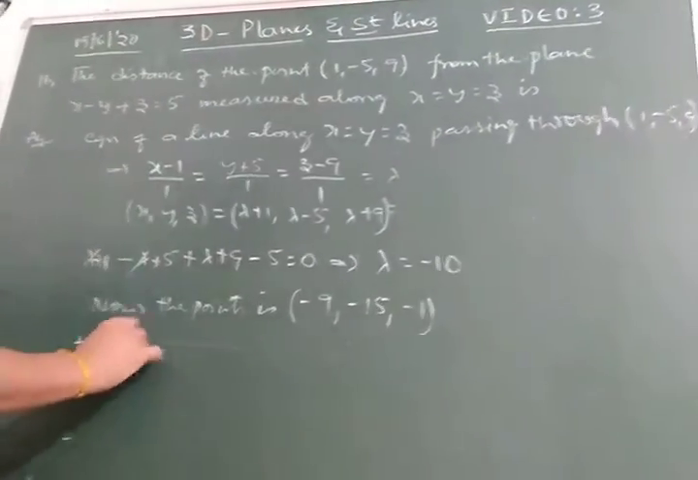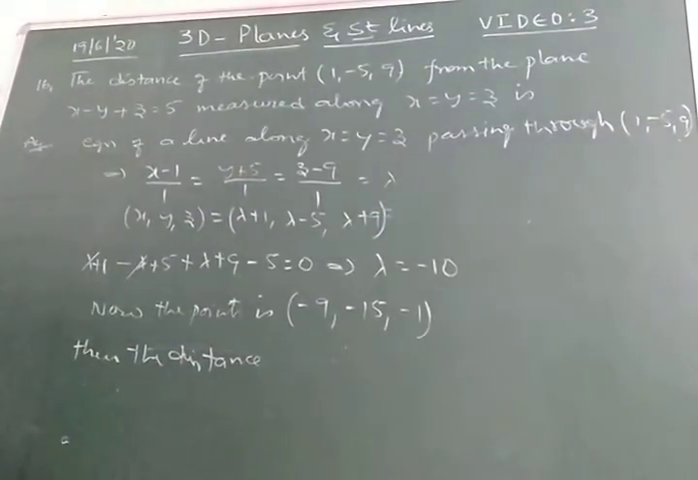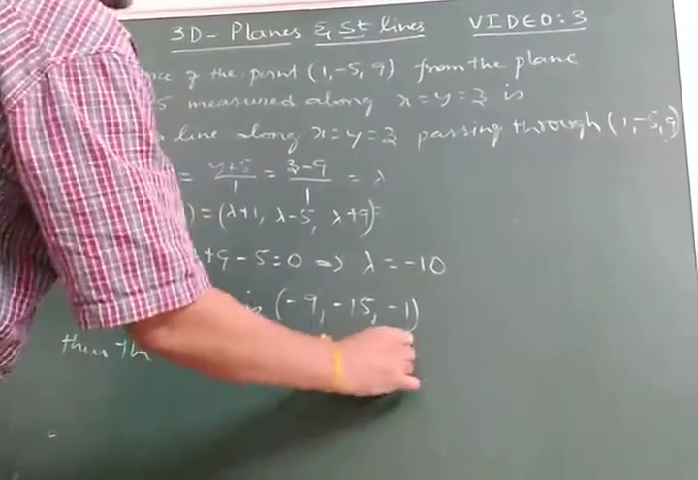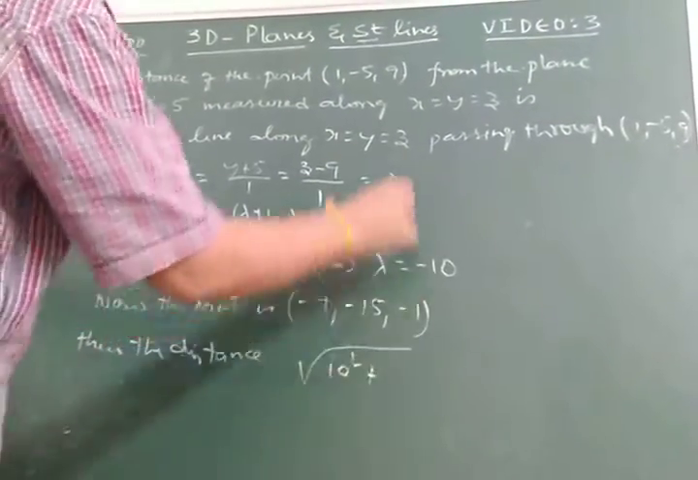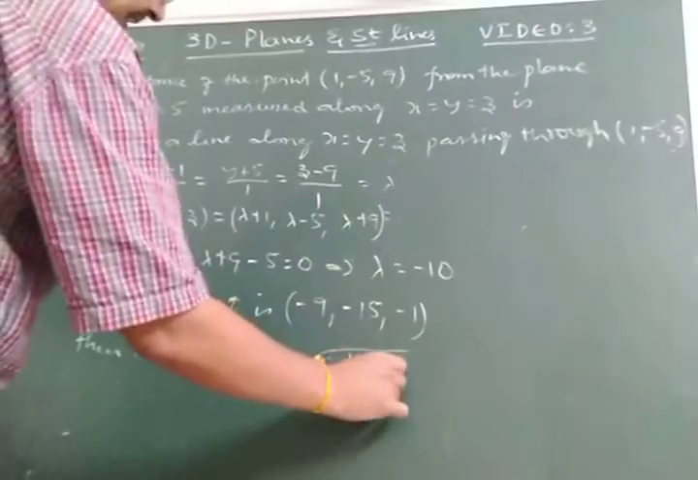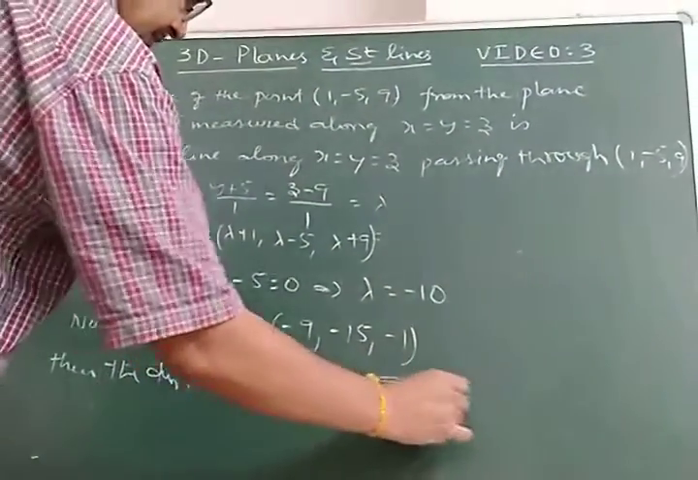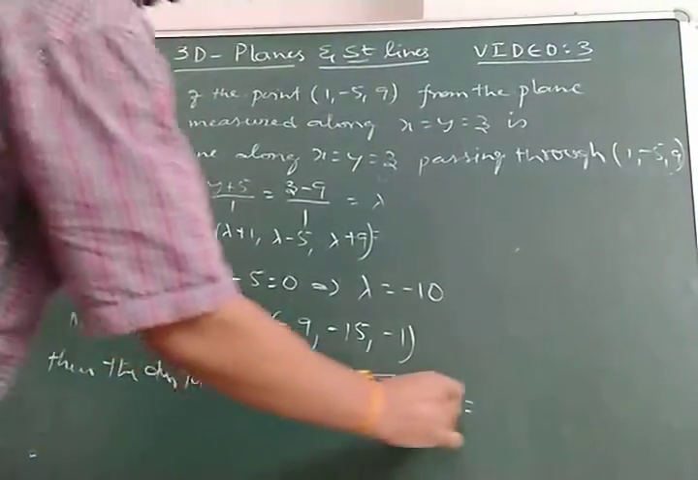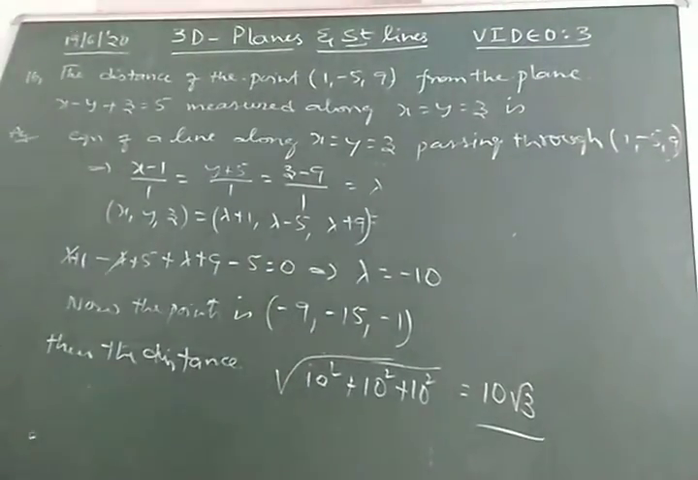The distance between the points is square root of (1 minus of minus 9) plus 10 square plus (minus 5 minus 15) 10 square, 9 plus 10 square. So this is equal to 10 root 3. That is the distance.